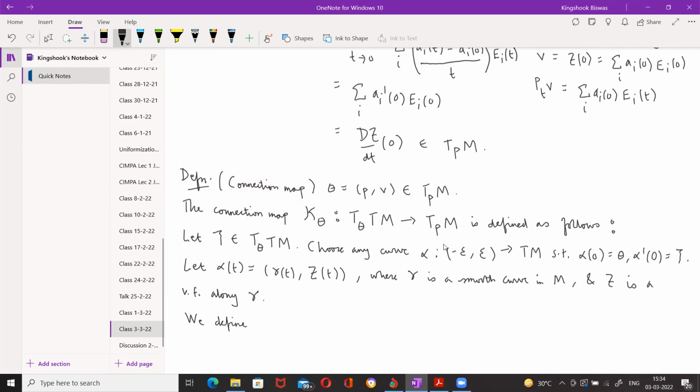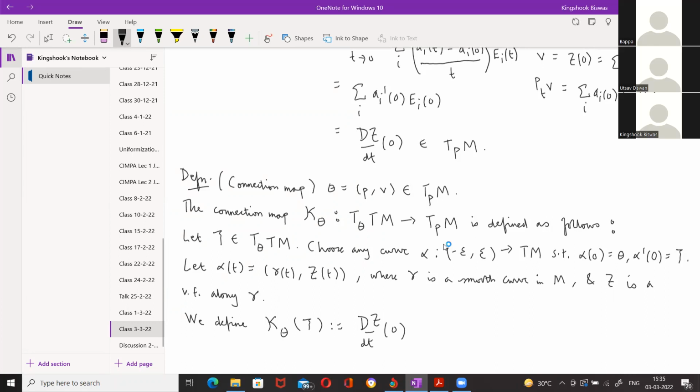Okay. So then we define the connection map by k theta of xi. This is defined to be capital D dt z at 0. Okay. So the covariant derivative of the vector field z along gamma at time 0. So that's what would be the change in the head, right? That's what we found from this calculation above. The infinitesimal change in the head is dz dt at 0, right? So that motivates this definition of the connection map.